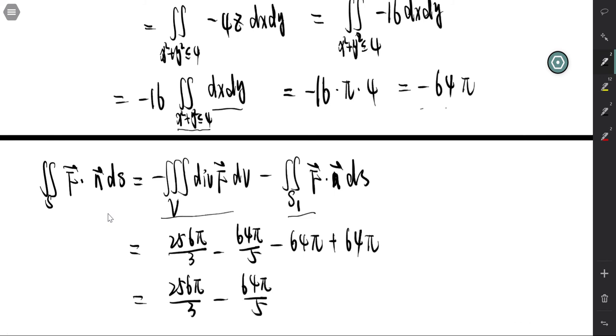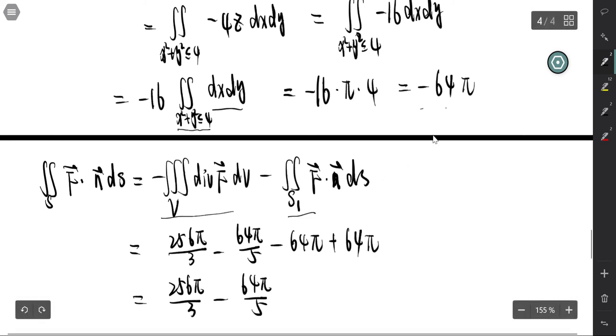That's the final answer. This example shows how to use the divergence theorem to evaluate the surface integral. The surface is not closed, so we just add an auxiliary surface to make it closed. And then we need to evaluate the triple integral and the integral on the auxiliary surface. So from this example, we know that the auxiliary surface should be simple. If it's not simple, maybe it doesn't simplify the computation. Okay, that's the divergence theorem.